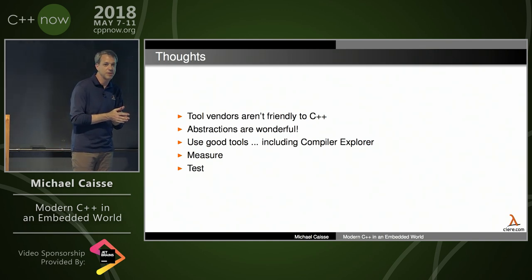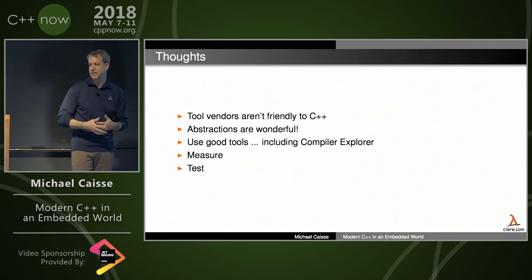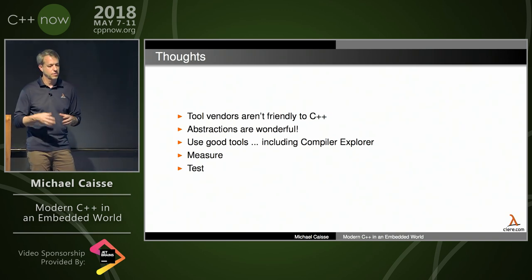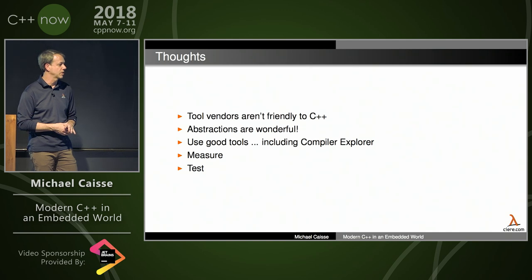Measure. Don't make decisions based upon what you think is happening. Actually measure it. And then tests. The way you get to write tests is because you make these abstraction levels, so that you can actually test in a way that you're not confined only by the target hardware.